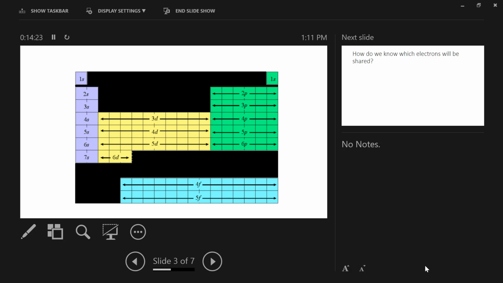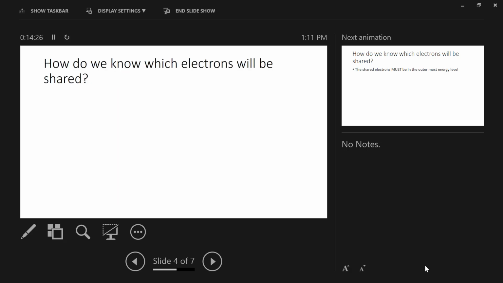All right? So we have another question to ask, and it's this one. How do we know which electrons will be shared? So we know they're going to share electrons if you've got 2 atoms that tend to form anions coming together. They're going to share electrons, but how do we know which electrons they're going to share? That's a wonderful question. This very well might be the best question I've asked you all year. How do we know which electrons they're going to share?